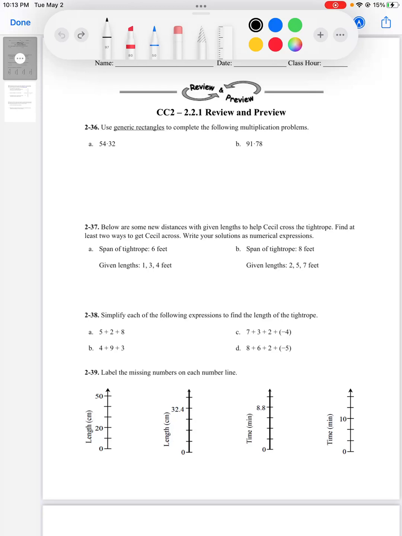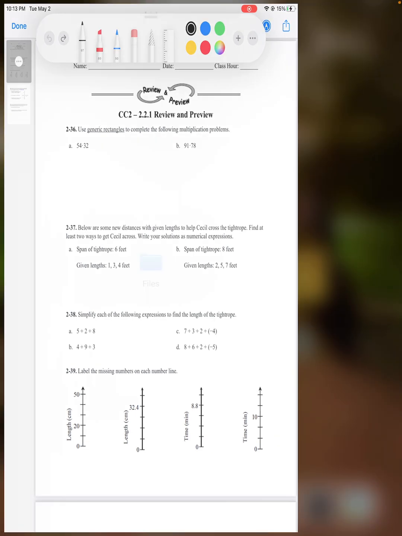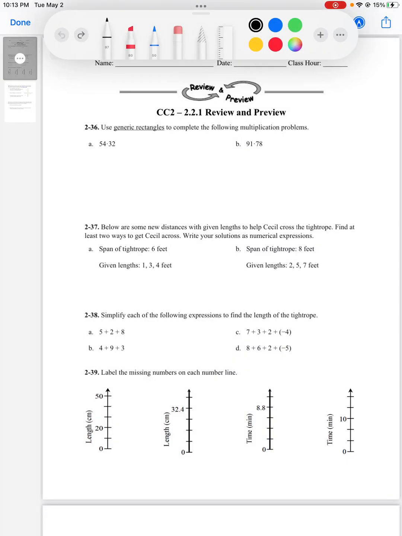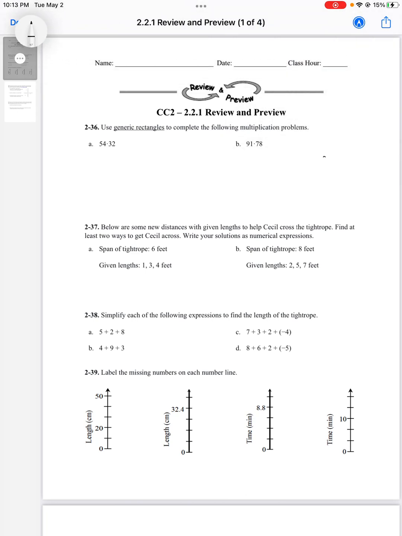Okay, today we're going to go over the CC2, 2.2.1 review and preview. Sorry, technology problems today. We're going to go over problem 36 first.